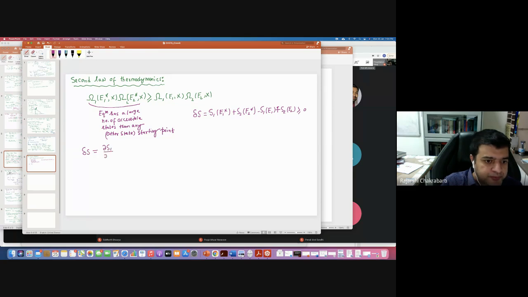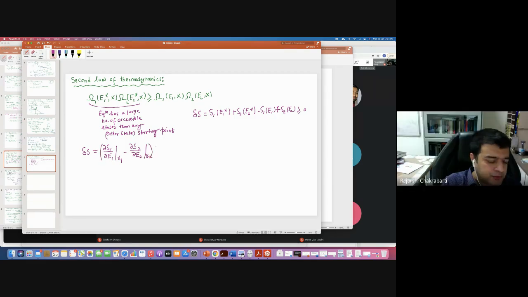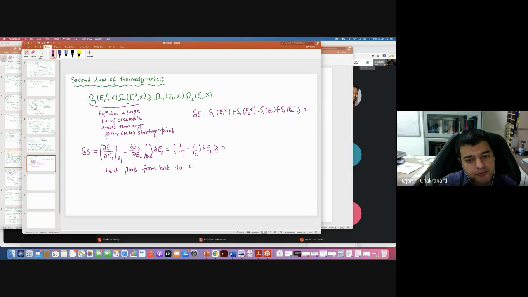And you know that if I write down del S, it is dS1 by dE1 times dE1 minus, because here the change in S is not because of change in x, but because of change in E. Is this clear? Of course. And this is equal to, and this basically tells you that heat flows from hot to cool body. And this is nothing but the second law, isn't it?